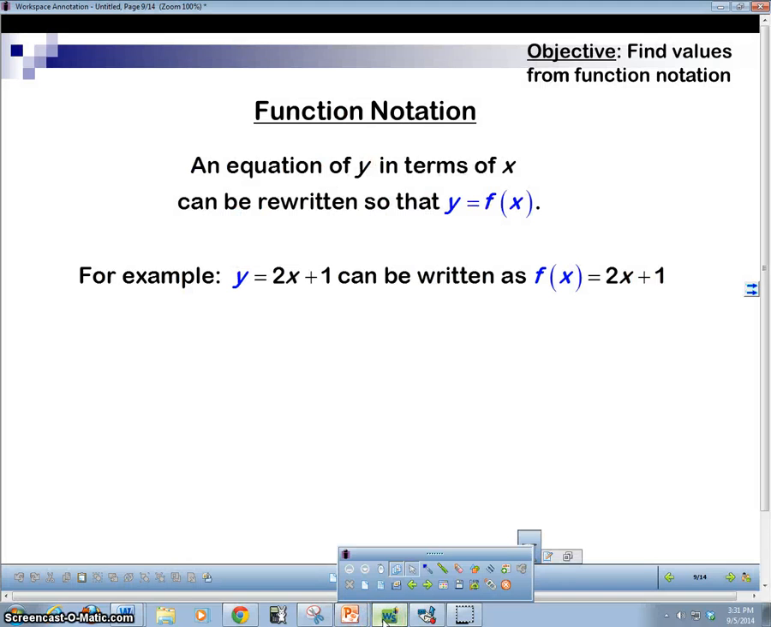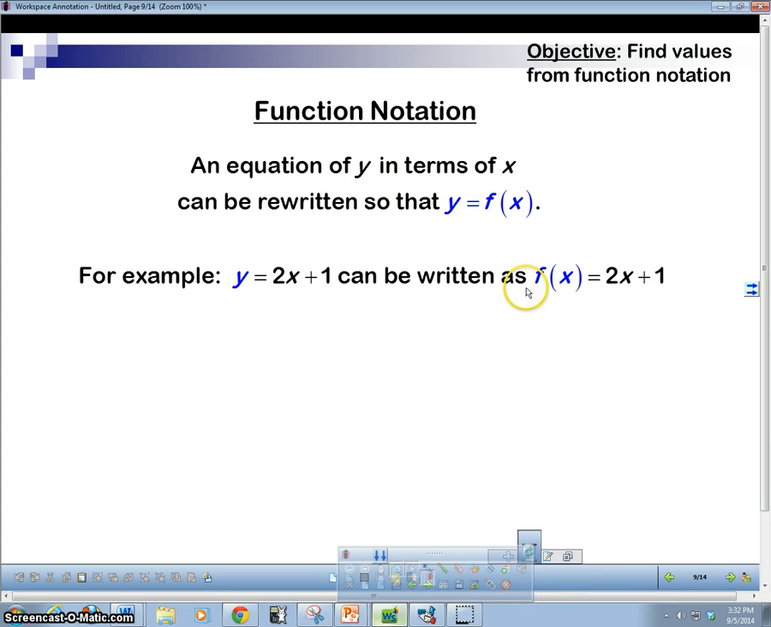Hello everybody, in this video I would like to go over function notation, how to use it, and what we're going to do with it in terms of just evaluating using function notation. So function notation is just another way to write y equals when we're dealing with a function. Hopefully before this video you've seen a video on what are relations and what are functions. All we're doing here is rewriting y equals 2x plus 1 as f of x equals 2x plus 1.